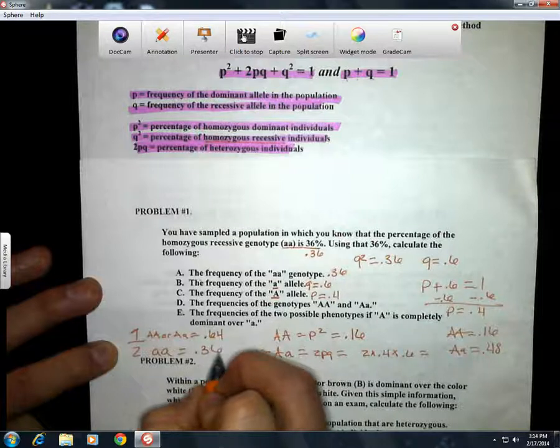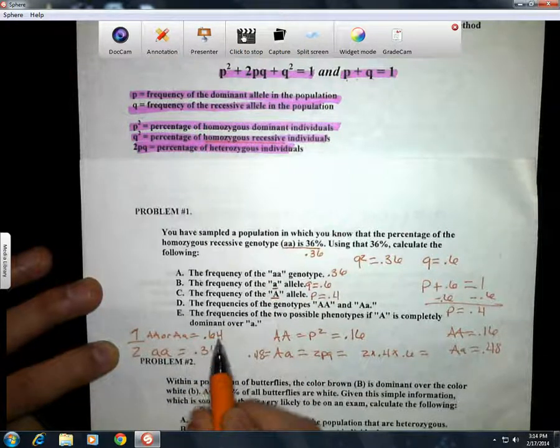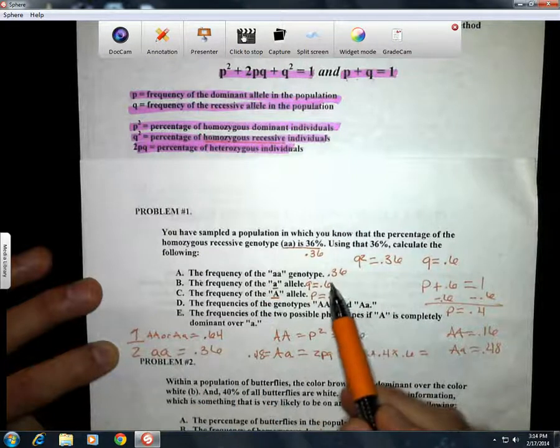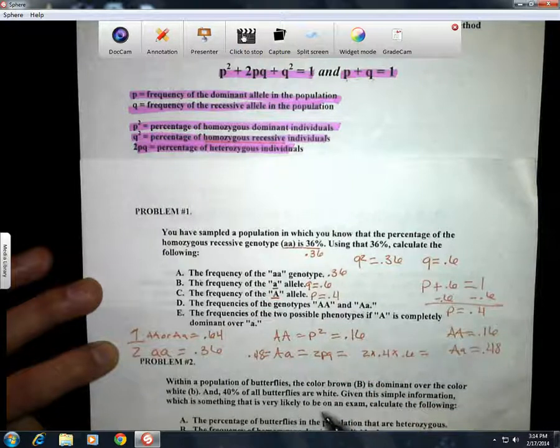You also notice that p plus q should equal 1. So q plus p equals 1. So that's how you're going to check yourself. So that's how you do sample problem 1. You're just checking your variables up here and doing the math down here.